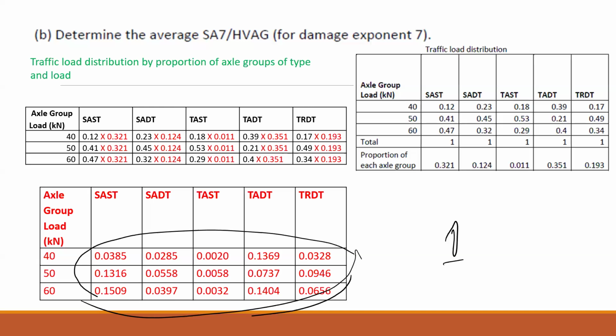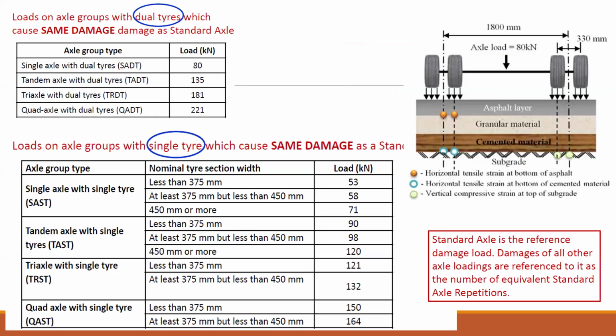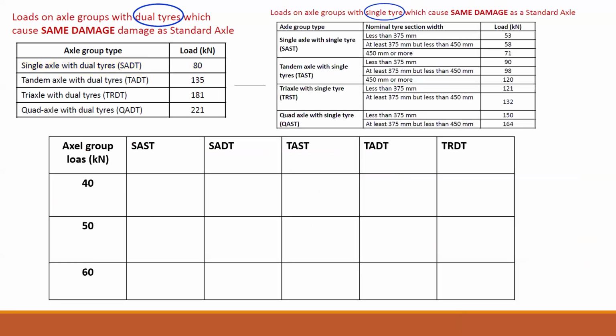Okay, so to find the damage, we use the standard axle. So what do we mean by the standard axle? Standard axle is a single axle with dual tires with 80 kilonewtons. So we consider the damage created by an 80 kilonewton single axle dual tire is just 1. Damage is 1. So if we have SADT, but we don't have 80 kilonewtons. If we look at our table here, we have SADT, but instead of 80 we have 40.